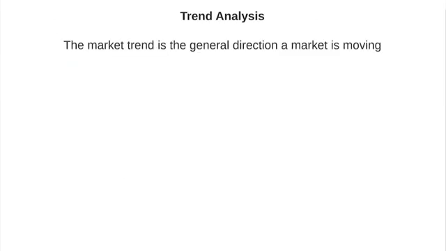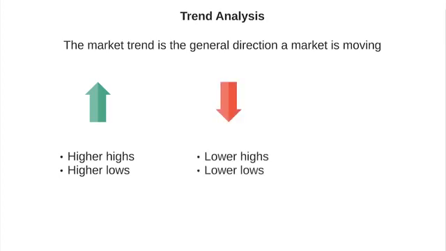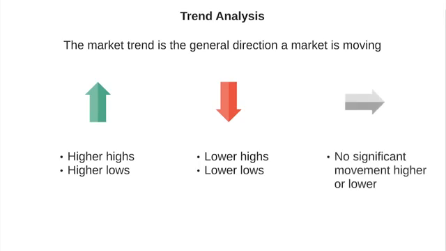Let's start with trend analysis. Put simply, the market trend is essentially the general direction a market is heading. A market can trend in three directions: up, down, and sideways. A market that is said to be in an uptrend typically will be making higher highs and higher lows, as a market in a downtrend will be making lower lows and lower highs. A market trending sideways will typically not be making any significant progress higher or lower.